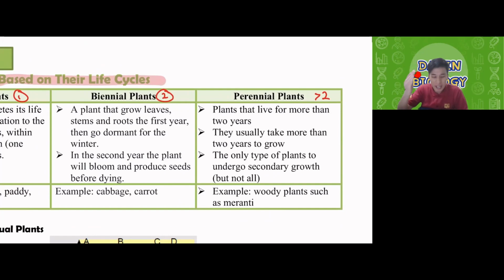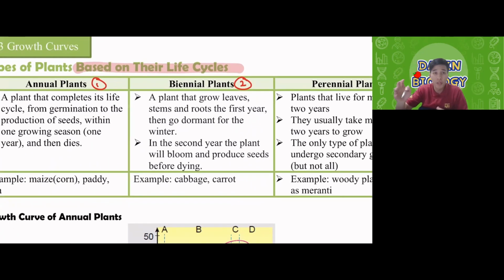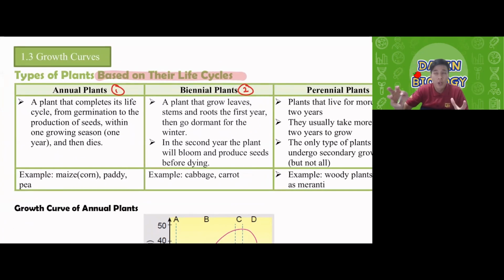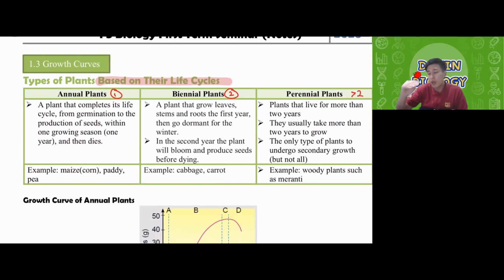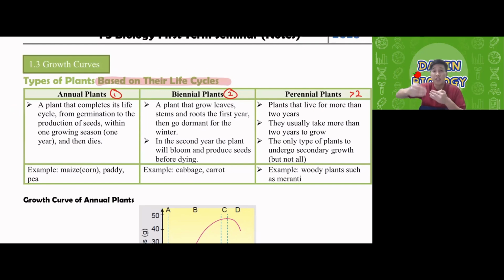Since the first 2 types cannot undergo secondary growth, they therefore don't have a woody stem. They're actually very small. Why do they not undergo secondary growth? Because secondary growth takes many years. To form a woody stem takes many years, but you only live 1 or 2 years, then die. There's no time for secondary growth.